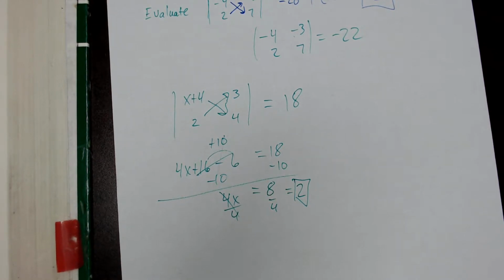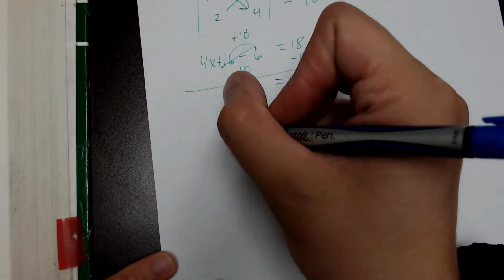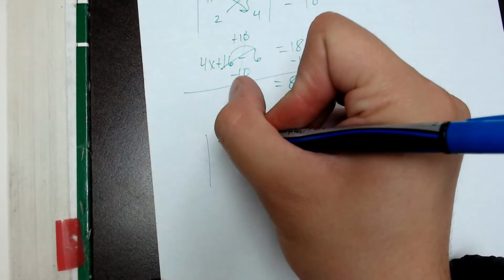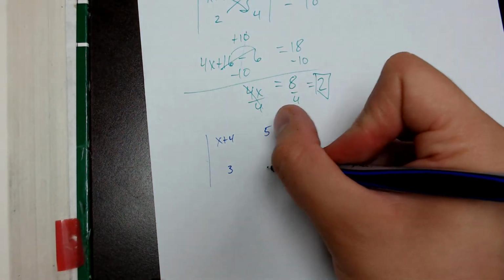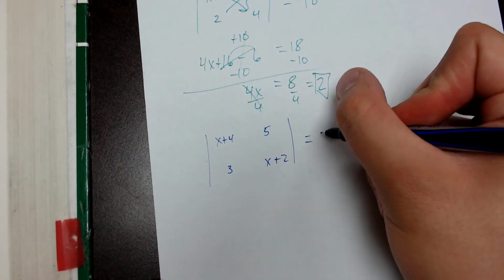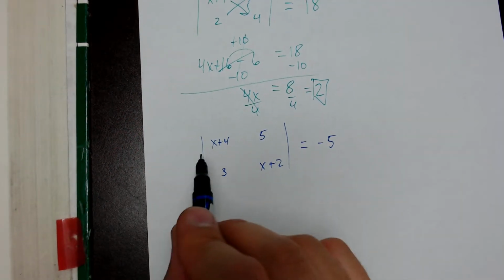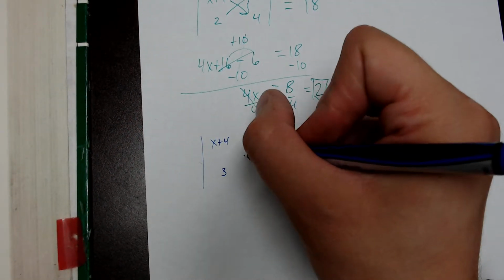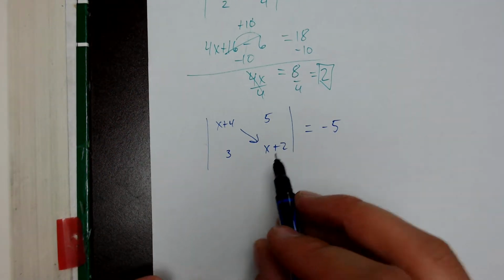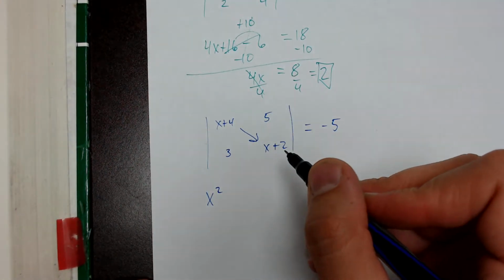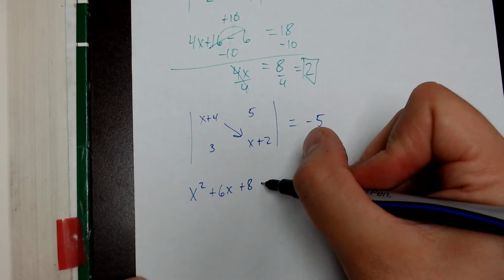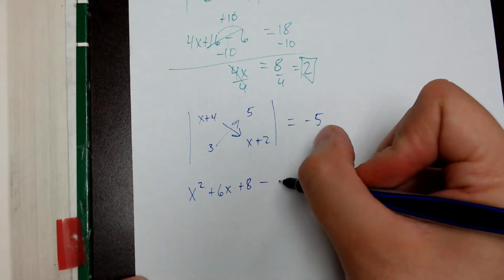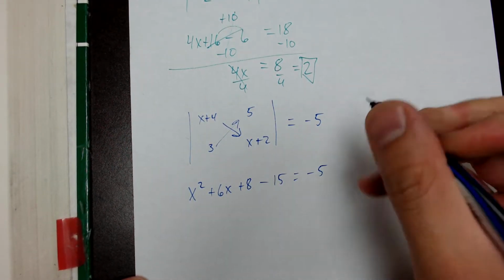The hardest example that they have makes you use a quadratic to solve. It looks like this. We have x plus 4 over 3, and then 5 over x plus 2, and the determinant is -5. So you can see here when we multiply this way, we're going to have to FOIL. So if we FOIL x plus 4 times x plus 2, we get x squared, 4x plus 2x gives us plus 6x, and then 4 times 2 gives me plus 8. That's going to be subtracting 3 times 5, which is 15, so minus 15 equals -5.